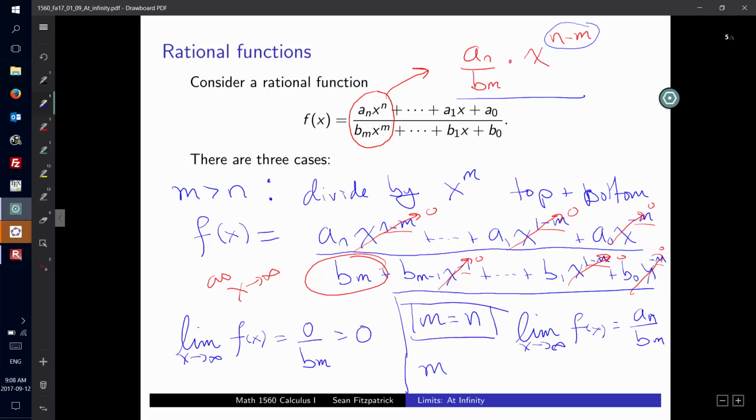Okay, and similarly, if m is smaller, so if the degree of the denominator is lower, well, in that case the power on top is going to win and the whole thing is going to go to infinity. Okay, so that's it for this video.